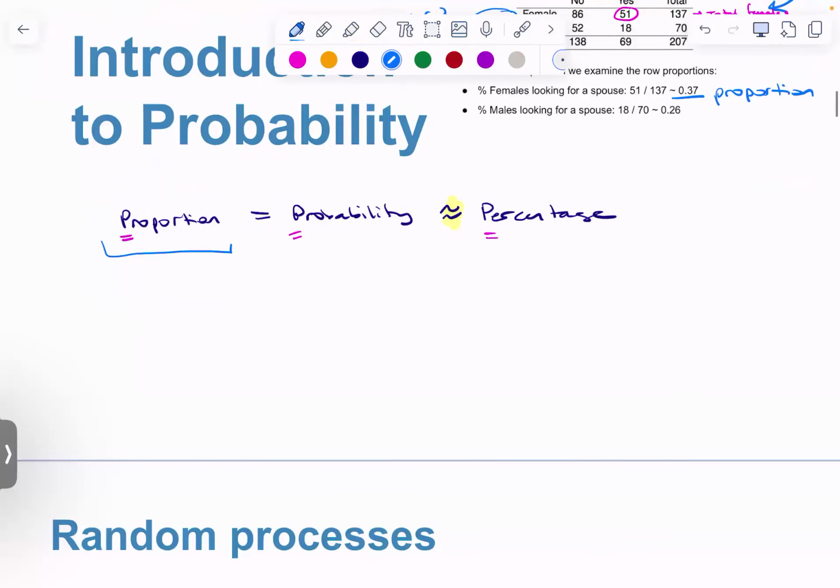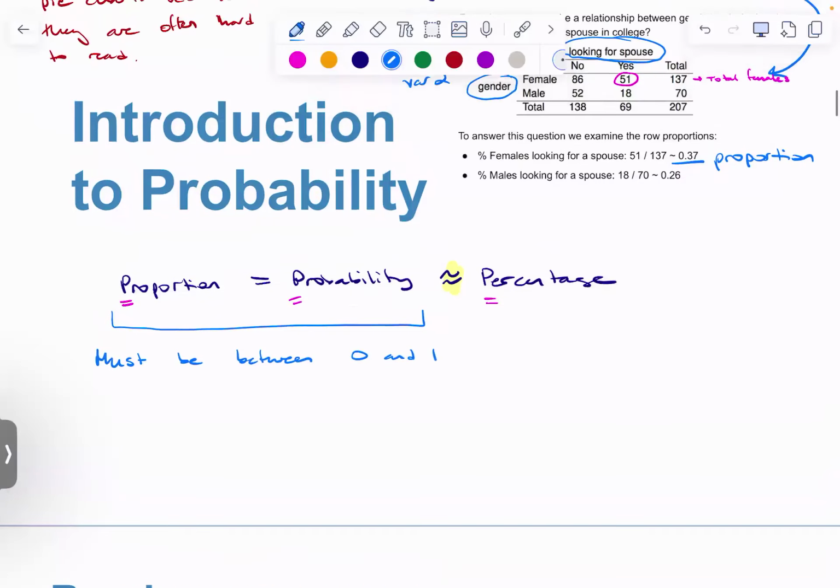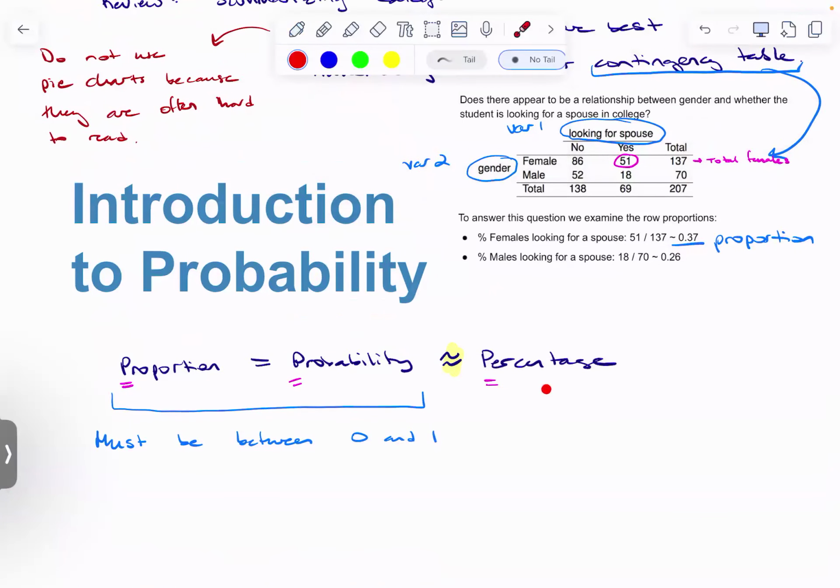A proportion and a probability, maybe here, must be between 0 and 1. If it's not between 0 and 1, it's not a proportion or it's not a probability. Which means the percentages have to be between 0 and 100, right? Percentages are more intuitive. Our brains work really well with percentages, right?